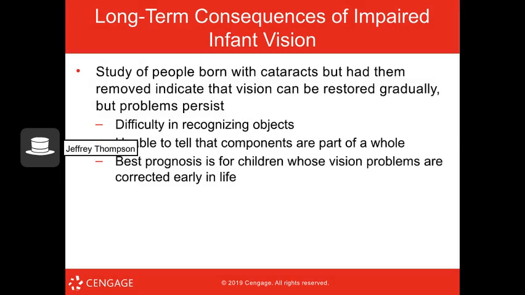In studies of people with cataracts, having them removed can help restore vision gradually, but problems will still persist. These problems can include difficulty in recognizing objects or being able to recognize components as part of a whole. The best prognosis for any visual problems comes from early diagnosis and treatment.